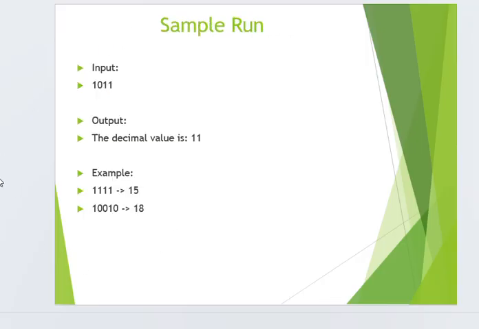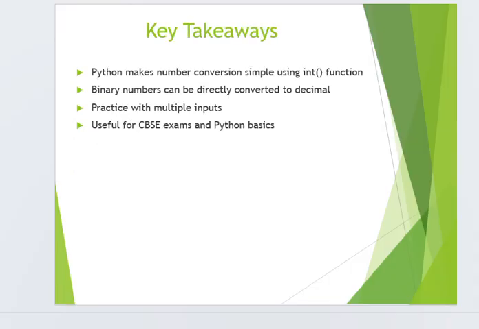Now I have explained this, we have done already. Now takeaways are, Python makes number conversion simple using the int function. So it is very easy. You can easily convert binary numbers into decimal. Binary numbers can directly be converted into decimal using this. Practice with multiple inputs. Keep practicing this, useful for CBSE exams and Python basics.